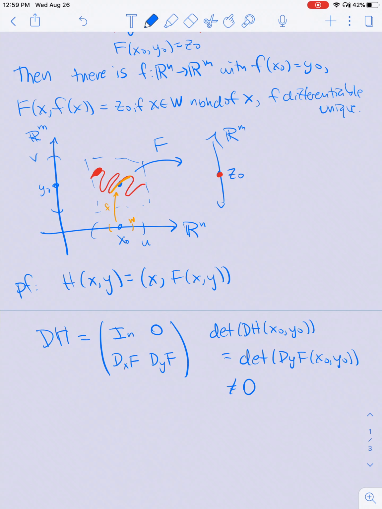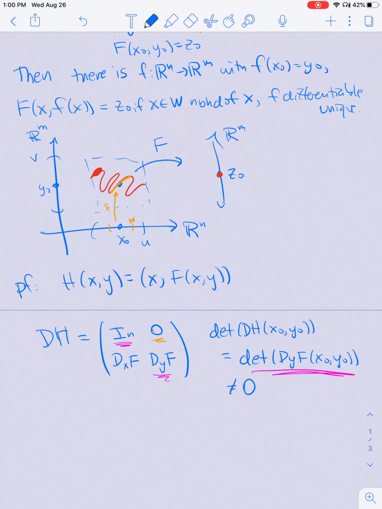And this is just because if you have any permutation in your computation of the determinant of dh which includes any entries from this part, then the contribution from those terms will all just be zero. So all your permutations will have to include just the diagonal through this identity, and then some permutation from the d sub y f, and summing over all those permutations just literally gives you the determinant of d sub y f.